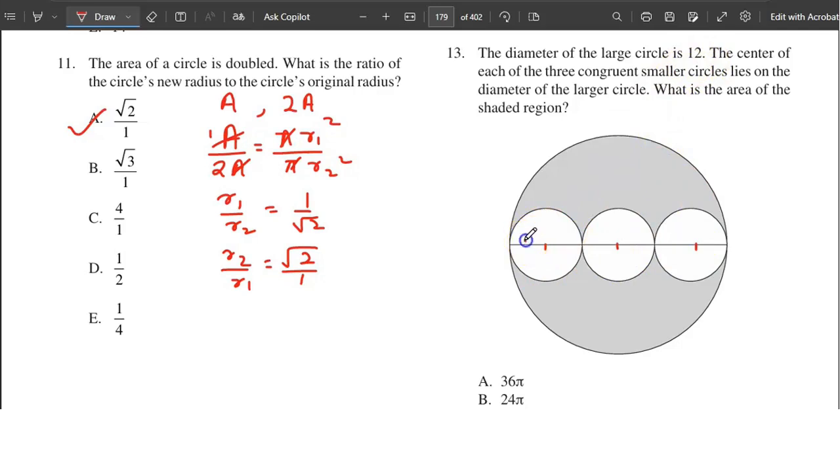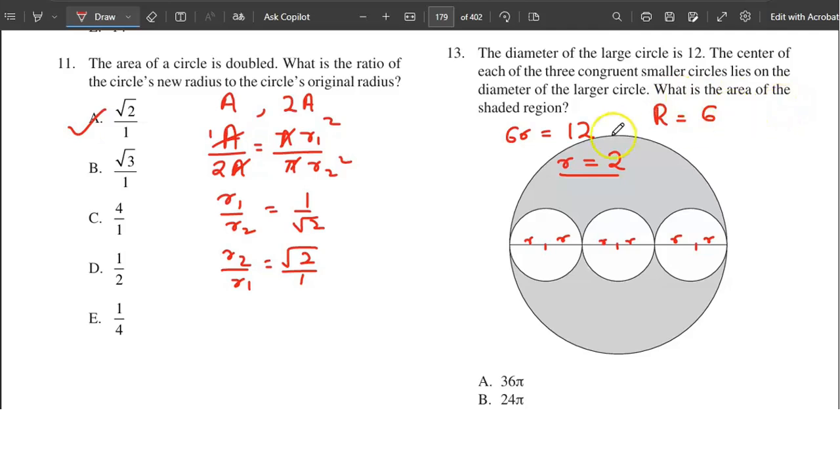Let's take this as small r. Then this is also small r. These two are small r. These two are small r. When we add up all these small r's, we'll get 6 r's. So if you add them up, you'll get 6 r. But this is supposed to be equal to the diameter. So 6 r will be equal to 12. So we can find the value of r. r will be 12 upon 6, that is 2. So the smaller radius is 2. The larger radius, let's take it as capital R, is coming as 6.